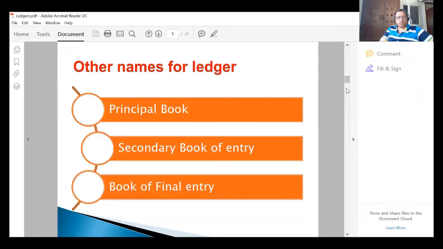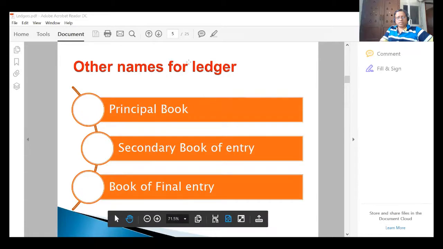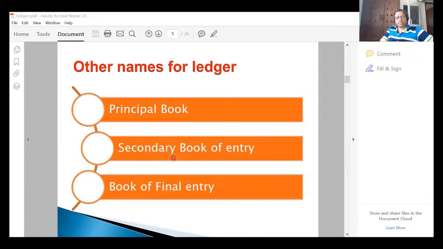Okay. Other names of ledger are principal book, secondary book of entry, and final book of entry. The ledger is also called principal book, also called secondary book of entry, and also called book of final entry. Okay.